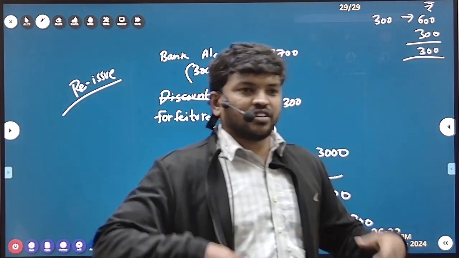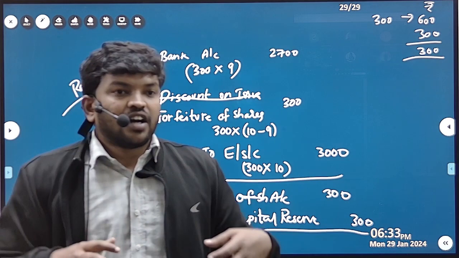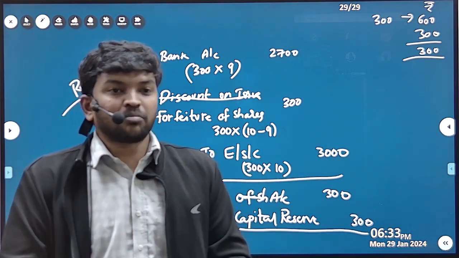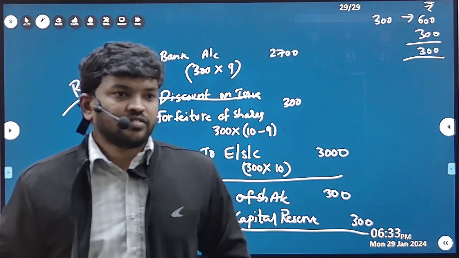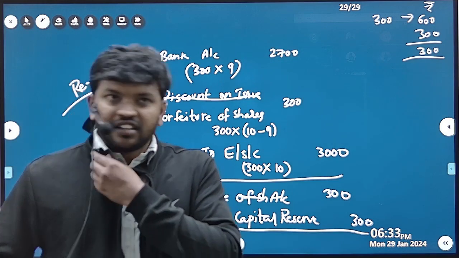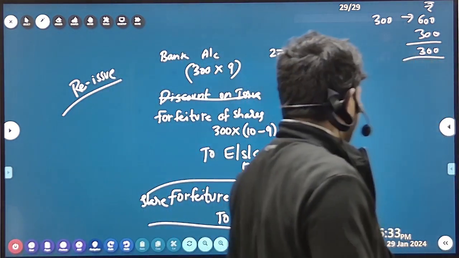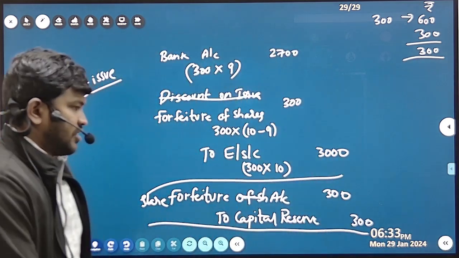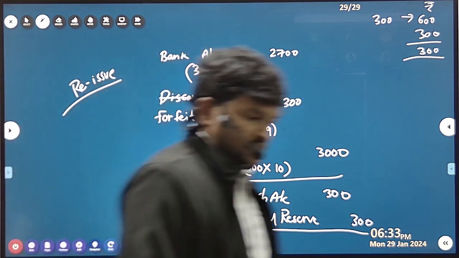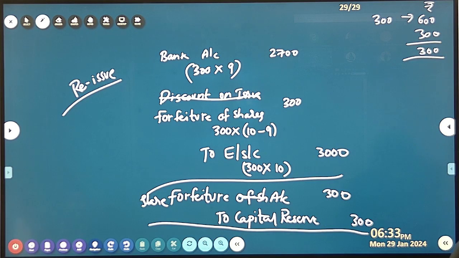Forfeiture is nothing but the company confiscating the shares of shareholders whose call money or allotment money is due. You call them calls in arrears. Clear? If you have any doubts, you can ask. Any doubts, Mohit, Brijesh? No, sir. Yeah, very good. Clear with forfeiture reissue part?